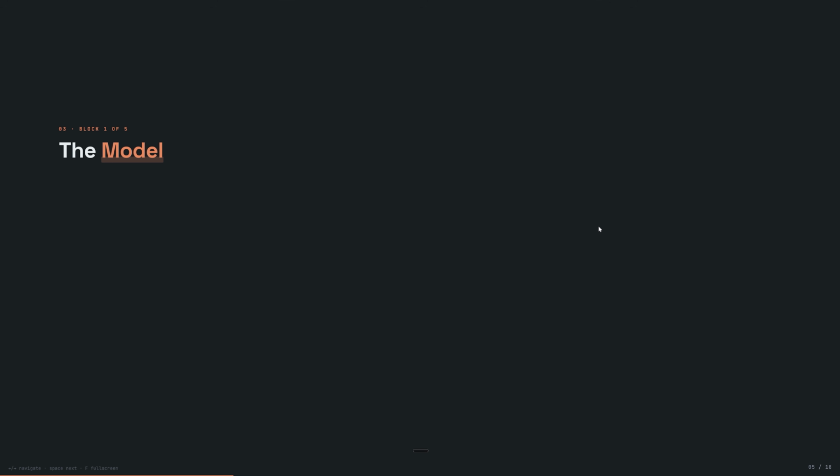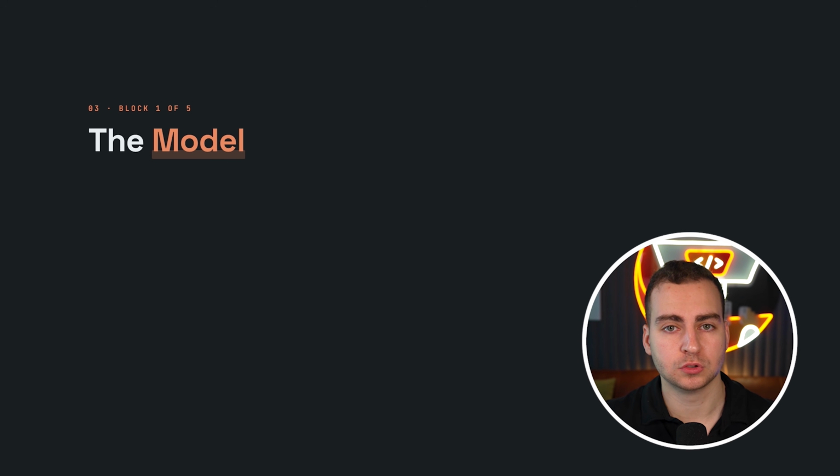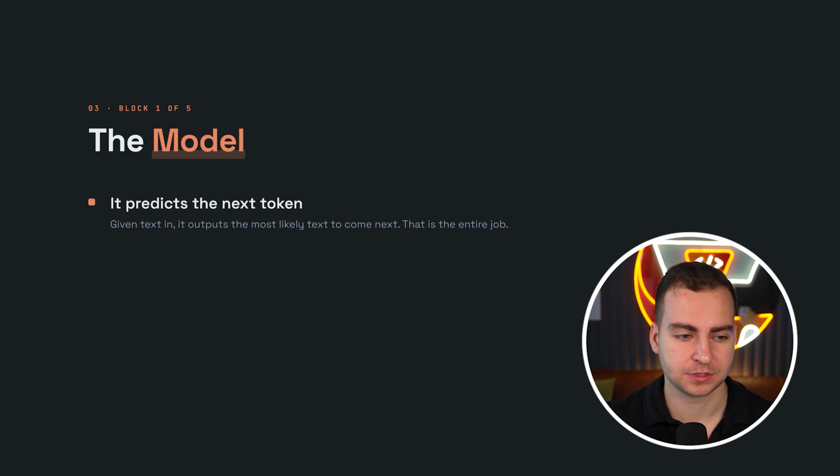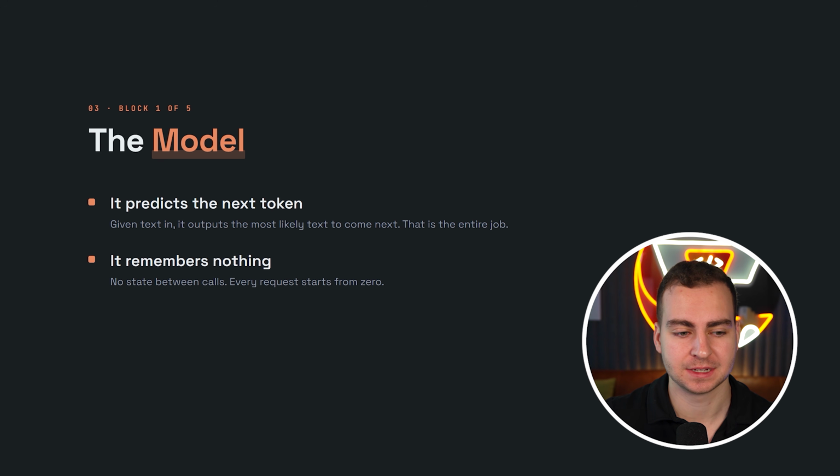Let's start with the model. Now, when I say model, I'm talking about a large language model. This is effectively a giant text predictor. All it does is predict the next token in a sequence. So if you tell the model, hey, what's my name? Its response is going to be, my name is X, or I don't have a name. It's predicting what the response should be based on what you tell it, and that's really its entire job.